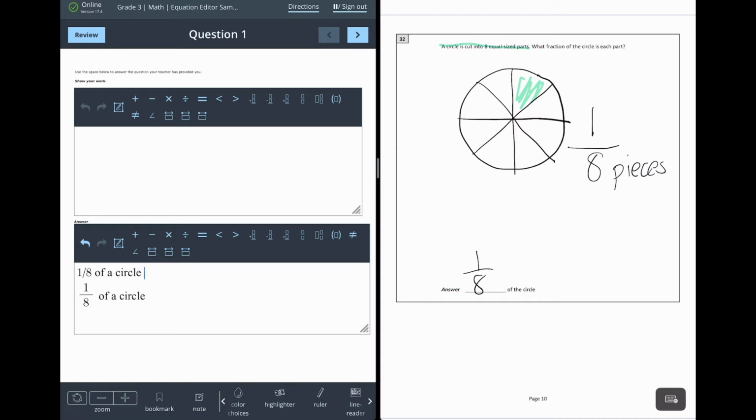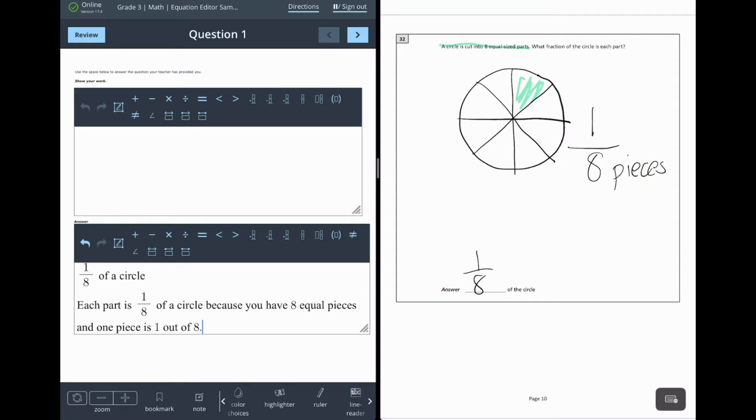Either one of those is fine. Now you could also restate and write a full sentence and say what fraction of a circle each part is, and then you would do the same thing: 1/8 of a circle because you have 8 equal pieces, and one piece is 1 out of 8.